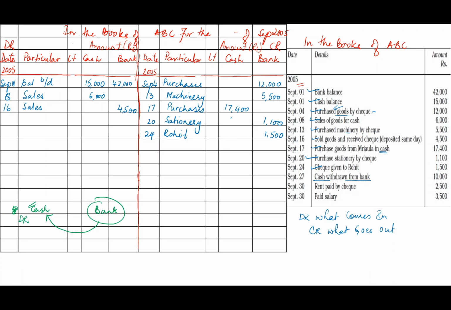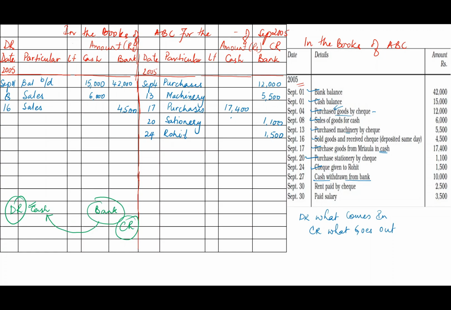I will debit this because money comes in, so cash is getting increased. So I will debit this, and who is paying? Bank is giving, so I will credit bank. Debit what comes in, credit what goes out. So I'm going to debit cash here.